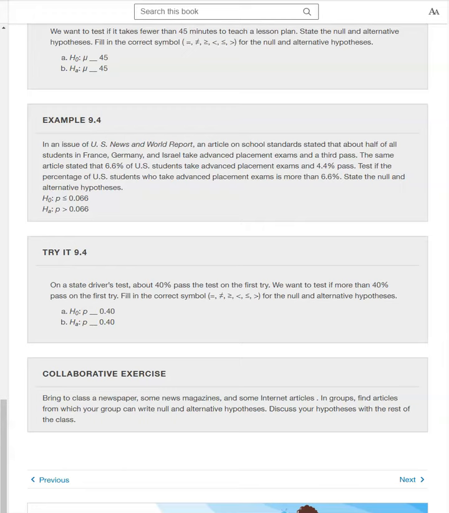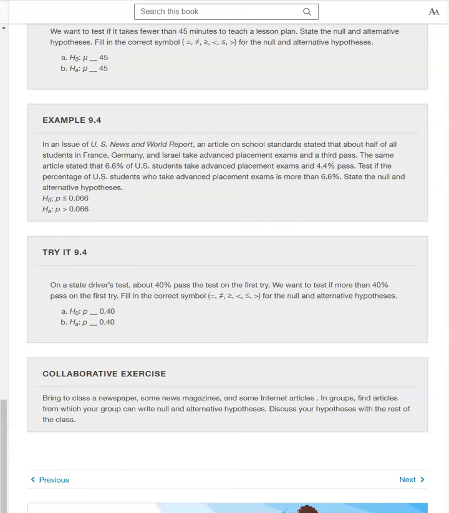Test if the percentage of U.S. students who take advanced placement exams is more than 6.6%. State the null and alternative hypotheses.